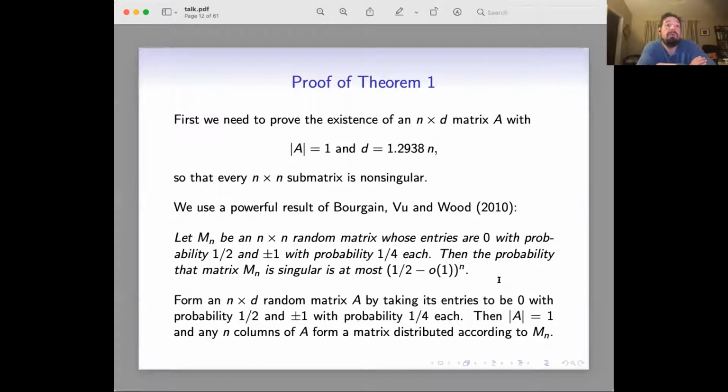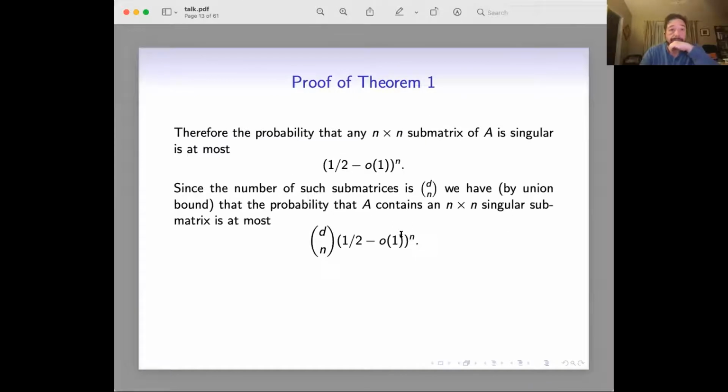well, then we can form an n by d random matrix A, essentially taking 0 and plus and minus 1 according to this recipe. So 0 is with probability 1/2, plus minus 1 with probability 1/4 each. So then, of course, I obtain a matrix with sup norm 1, and the columns distributed according to this M sub n law of Bourgain, Wu, and Wood.